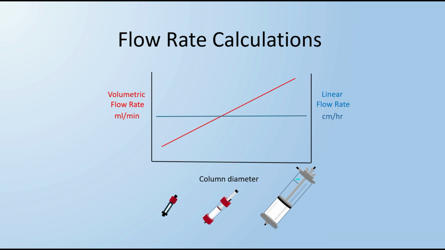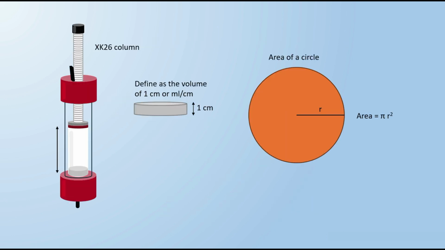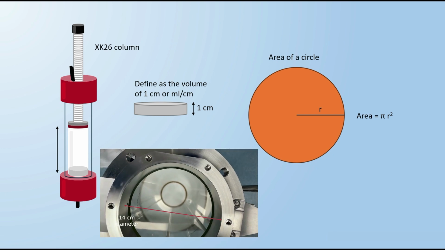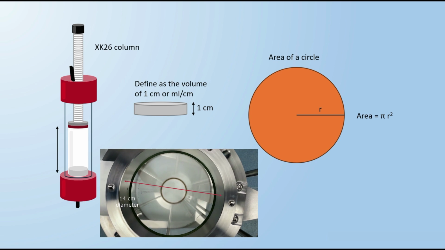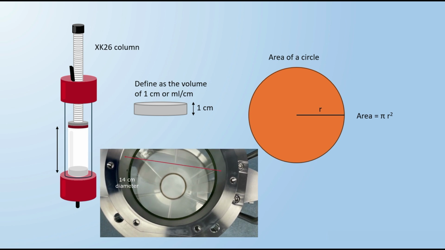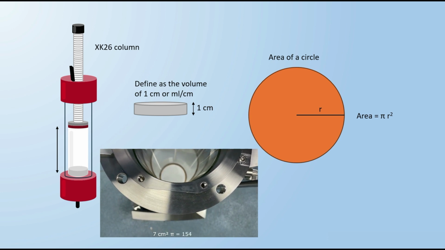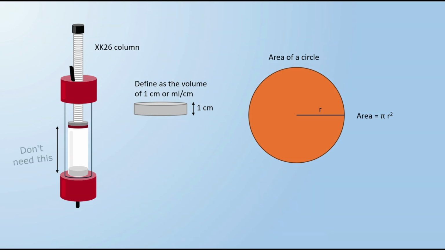Here's how you do linear flow rate calculations. Before you can start, you'll need the column diameter to calculate the cross-sectional area of the column, which we could redefine as the volume of a single centimeter of height, or mL per centimeter. This is just the radius of the column in centimeters squared times pi. Notice that we don't need to know the volume of the entire column or its height.